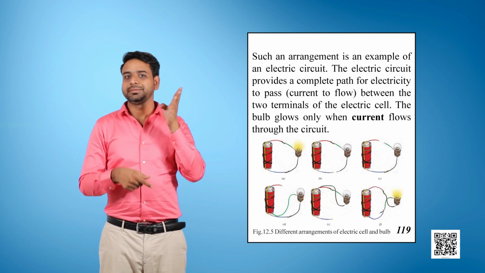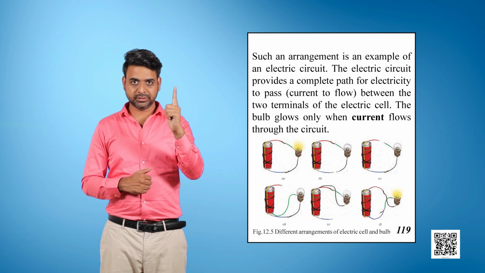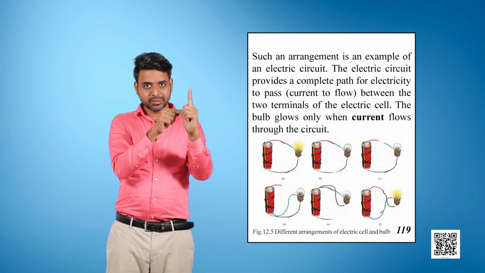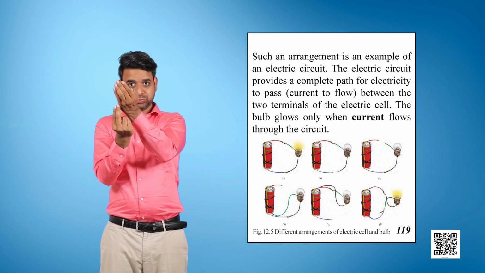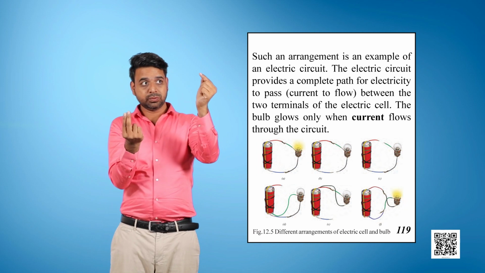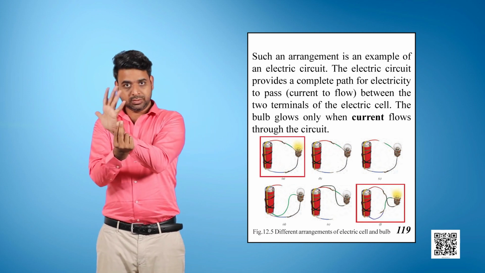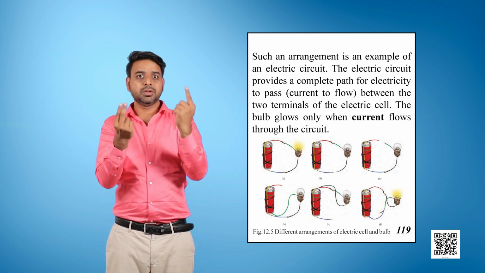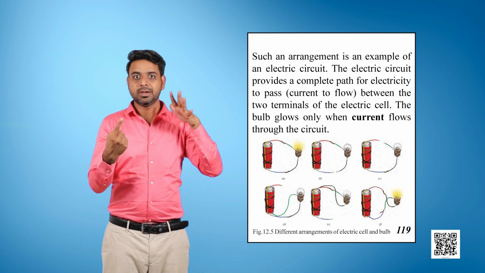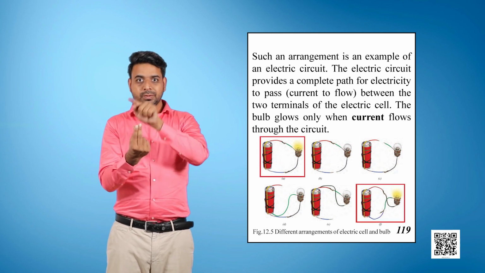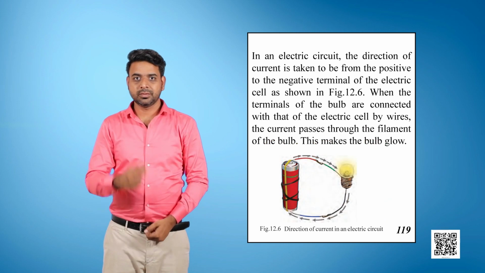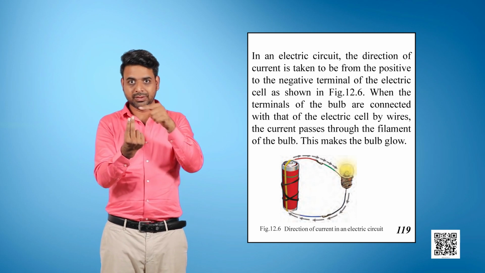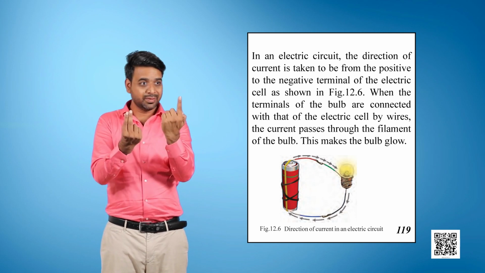Such an arrangement is an example of an electric circuit. The electric circuit provides a complete path for electricity to pass. That means current to flow between the two terminals of the electric cell. The bulb glows only when current flows through the circuit. In an electric circuit, the direction of current is taken to be from the positive to the negative terminal of the electric cell.